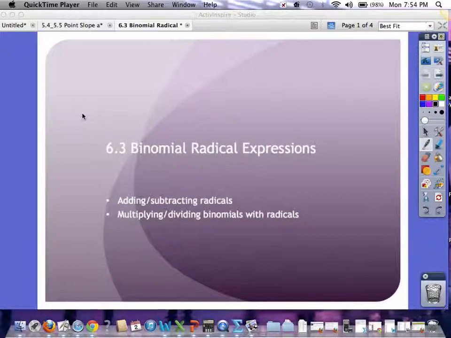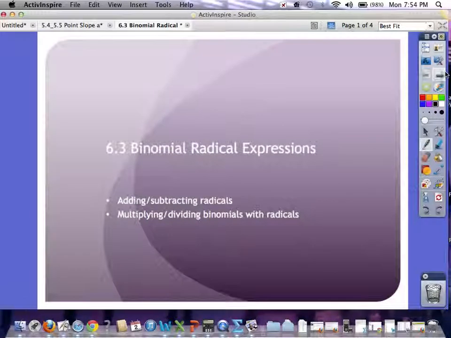6.3 binomial radical expressions. We're going to be adding and subtracting radicals that are binomials, and we're also going to be multiplying and dividing those. Because we're dividing, we're going to have to rationalize those radicals, because remember, in the previous sections, we cannot have a radical in the denominator.